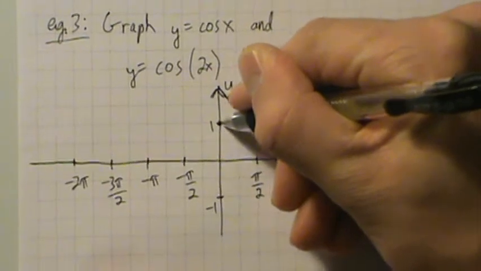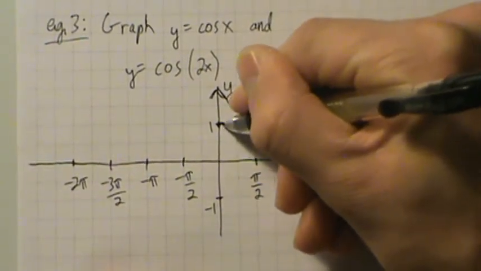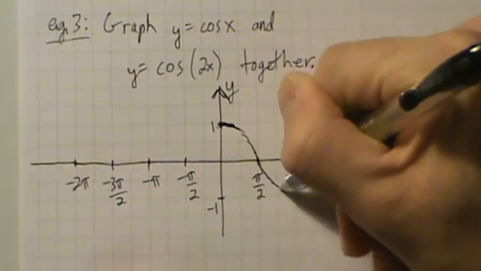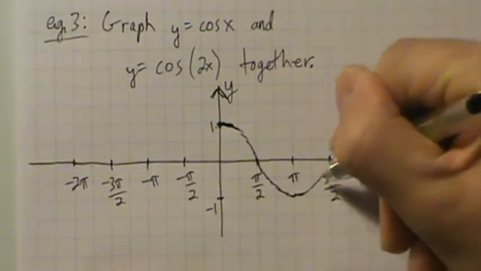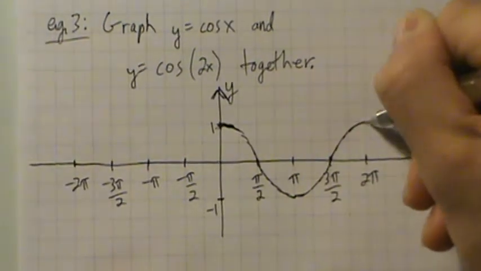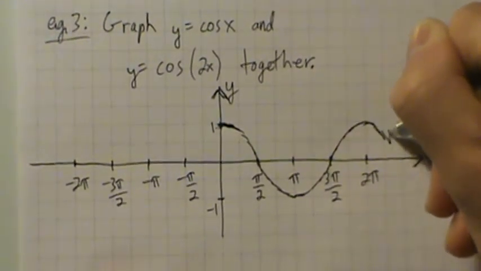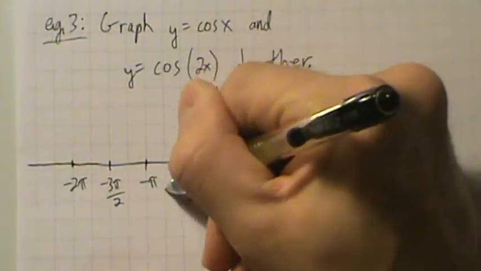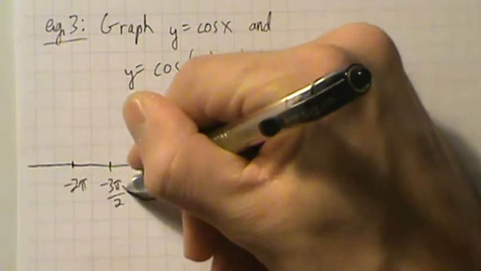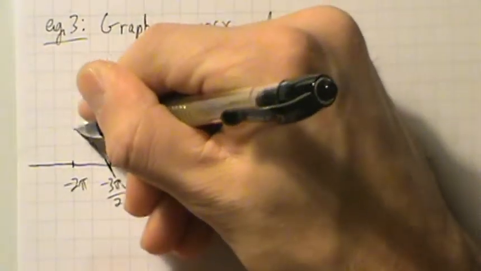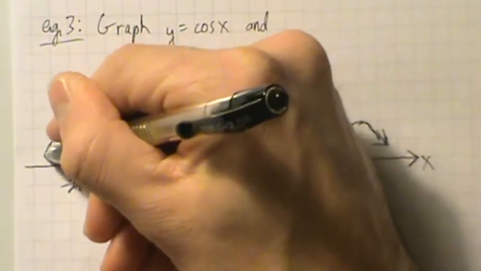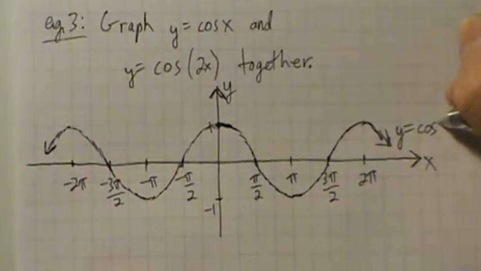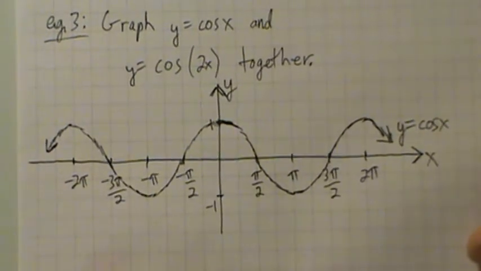So we know it goes through 0, 1 up here, so we talked about its general shape in a separate video earlier. And we come down through here, go through here, up through here, and through here. And then it continues on this way. And it goes through here. Okay, so there's y equals cosine of x. Now what does this 2x do?